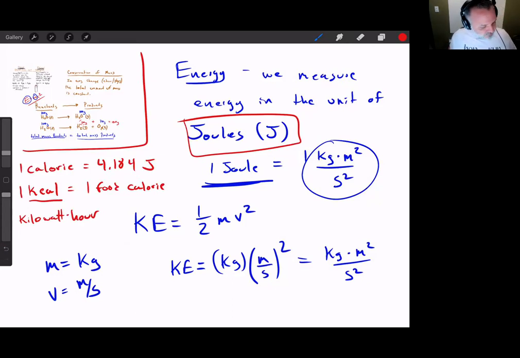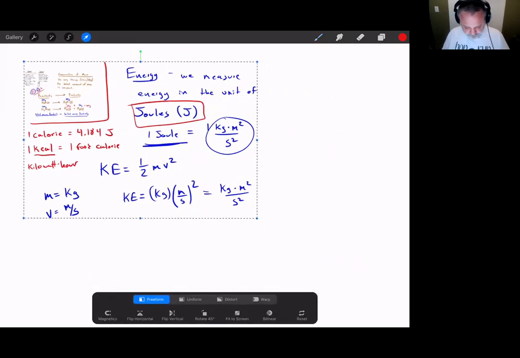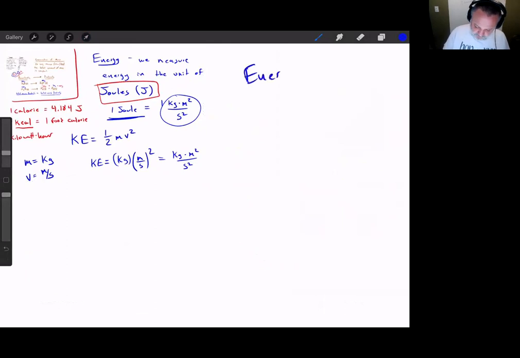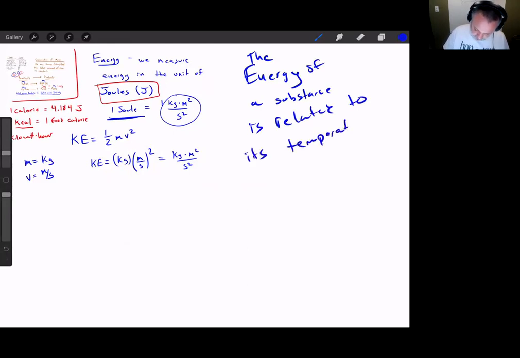Okay. And so there's one last little thing that I want to throw out there, and that's this. The energy of a substance is related to its temperature. And so what I'm going to say is that the energy is proportional to the temperature.